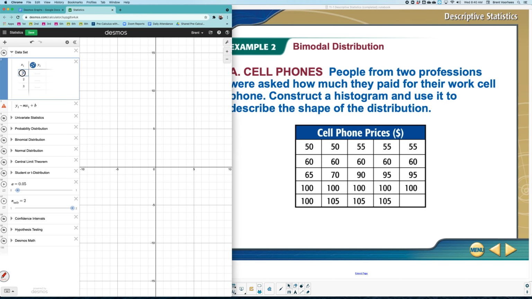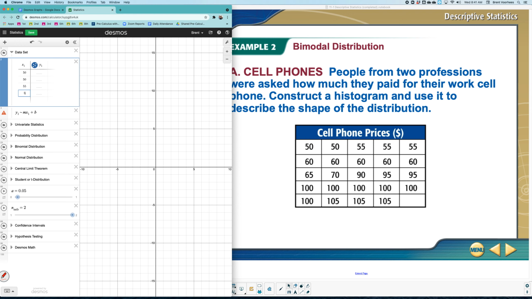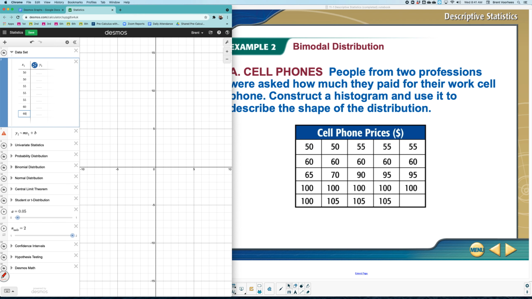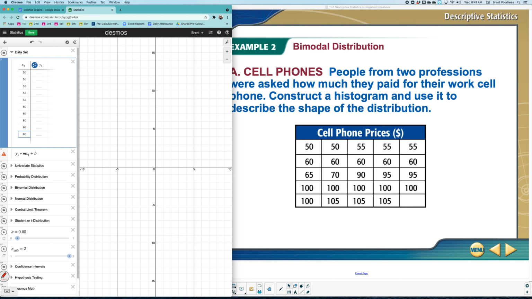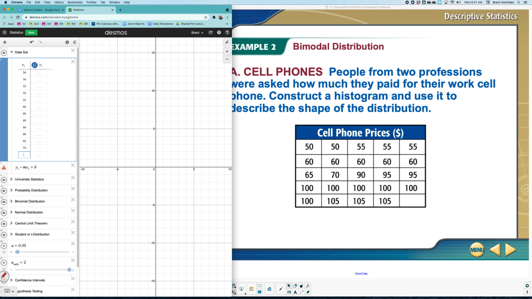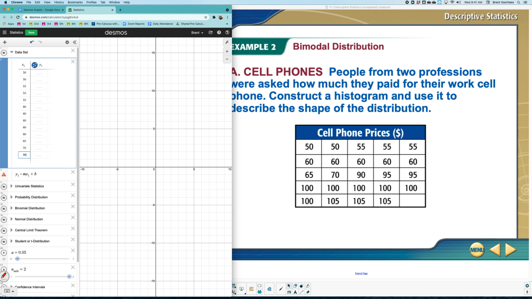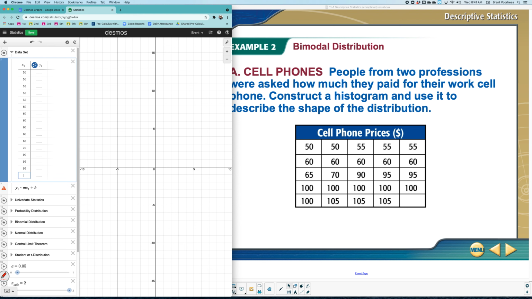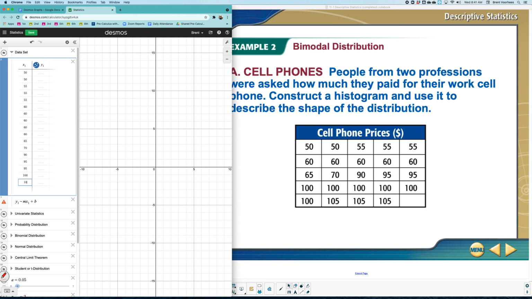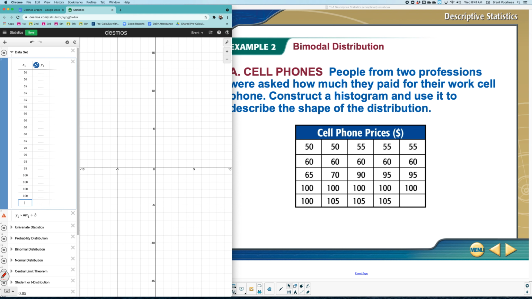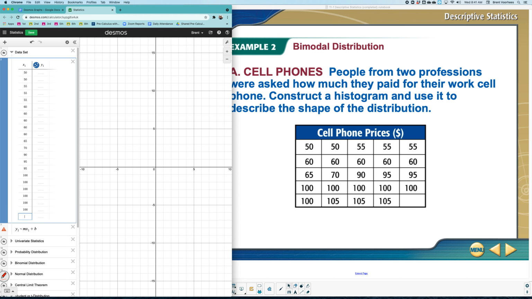So I'm going to come over to my data set here. I refresh my calculator, so start fresh again. And I'm going to type in the values. We have 50, 50, 55. We have 3 55s, it looks like in a row. Then 5 60s. And then a 65, 70, 90, 95, 95, and then a whole bunch of 100s. Looks like 6 of them. And then three 105s.